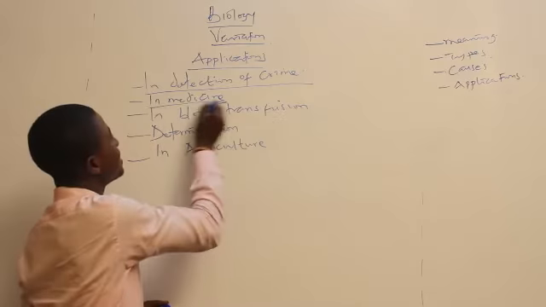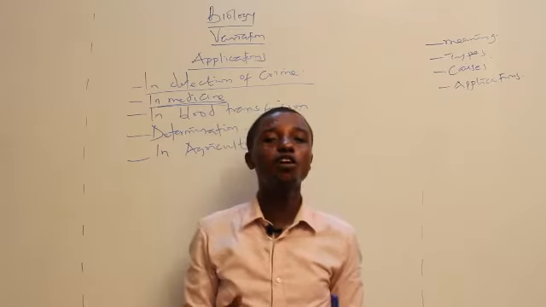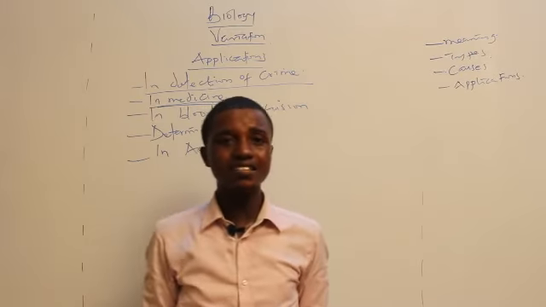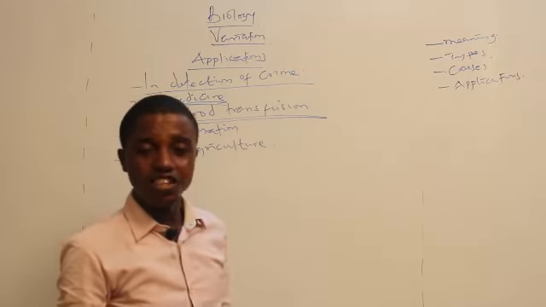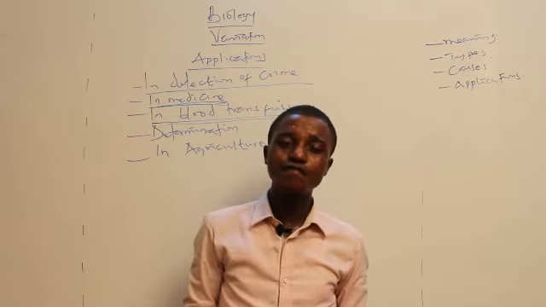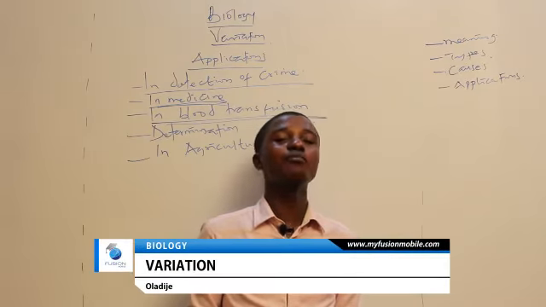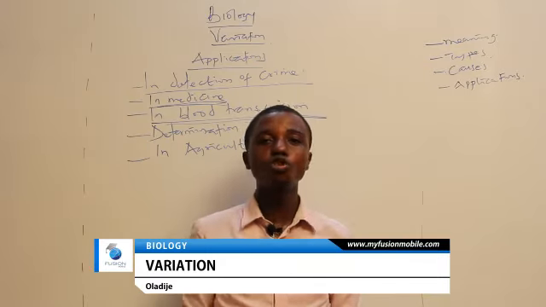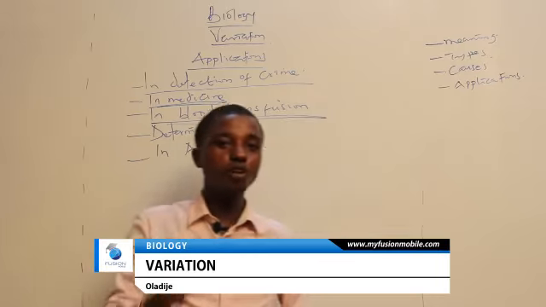Another one is in medicine. Variation has really helped us in medicine. It has helped us to develop many things in medicine. Another one is what we call blood transfusion. Knowledge of variation, in particular blood group knowledge, is very, very important in blood transfusion. If you are, for example, a person with blood group A, you cannot donate to blood group B, but you can donate to blood group AB.